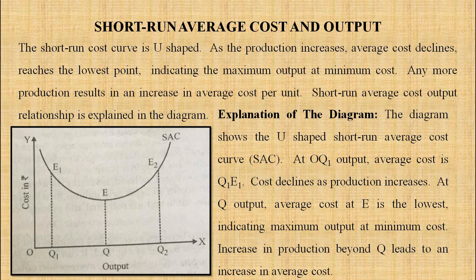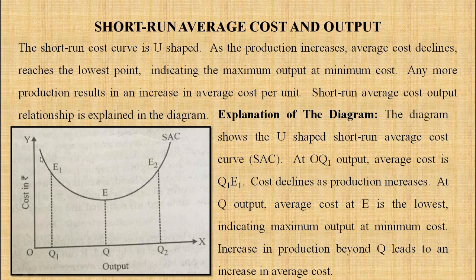Short run cost curve is U-shaped. As the production increases, the average cost declines, reaches the lowest point, indicating a maximum output at minimum cost. Any more production results in an increase in average cost per unit. Short run average cost output relationship is explained in the diagram.